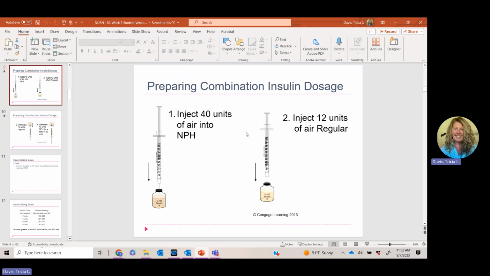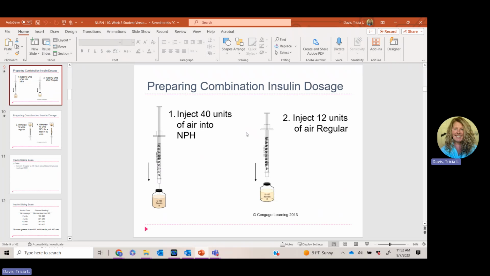When I said a couple of slides back that when we withdraw two different types of insulin, in particular an NPH and a regular, NPH is a cloudy insulin. Regular insulin is a clear insulin. So whenever we're combining doses of NPH and regular, we always want to draw up the regular insulin first. If we know that, we have to be a little strategic about how we inject our air into the bottle. Since we're going to draw up the regular first, that means that we're going to inject air into the NPH first.